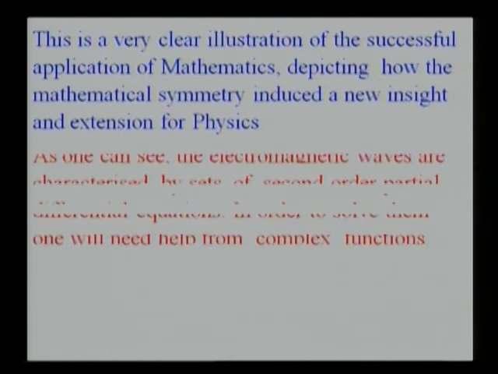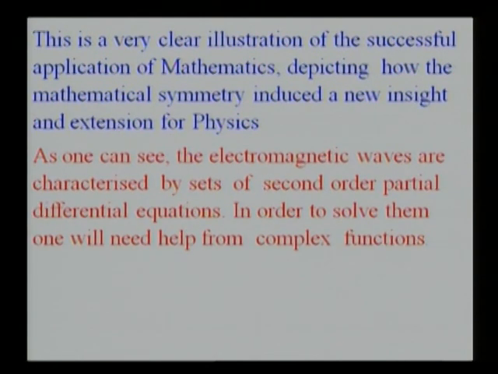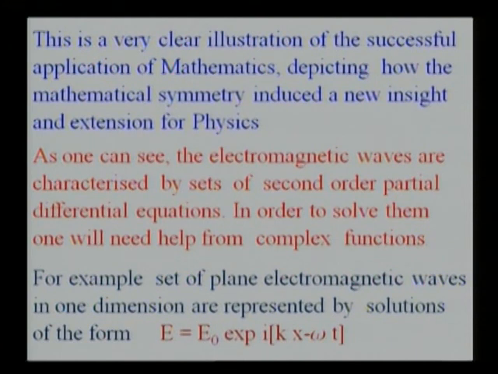This is a very clear illustration of the successful application of mathematics, depicting how the mathematical symmetry induced a new insight and an extension for physics. As one can see, the electromagnetic waves are characterized by sets of second order partial differential equations. In order to solve them, one will need help from complex functions. For example, a set of plane electromagnetic waves in one dimension are represented by solutions of the form E equal to E naught exponential i k dot x minus omega t.